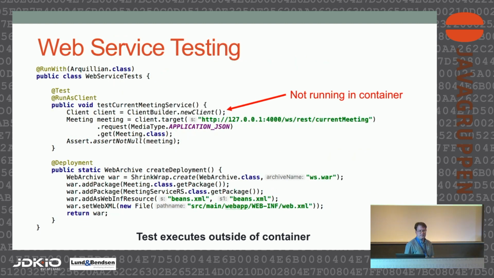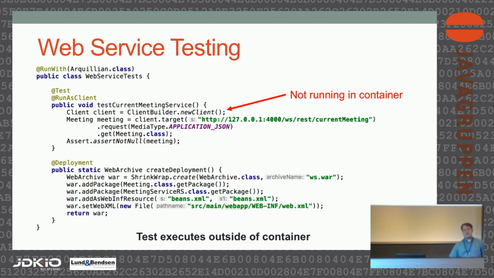Okay. This is an example of a web service test. The important thing to note right here, once again, is I'm doing RunWith Arquillian class. I've annotated the test method, test concurrent meeting service, and I'm saying run as client, which means that this test is going to execute outside of the container. So there's going to be two JVMs for this test.